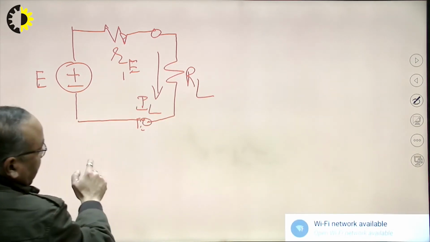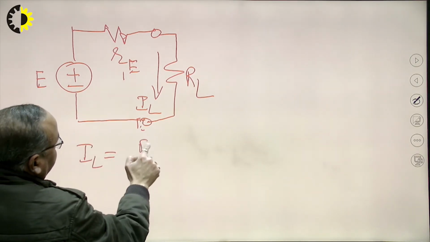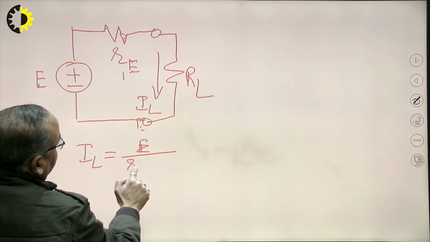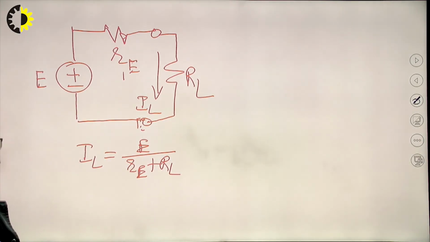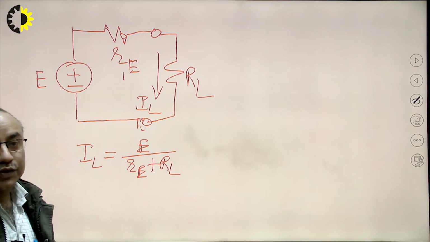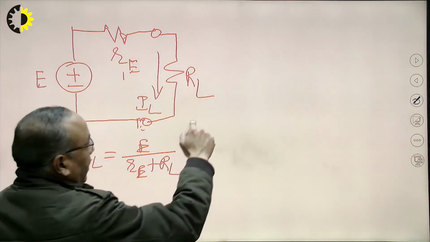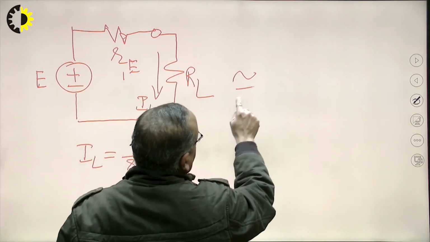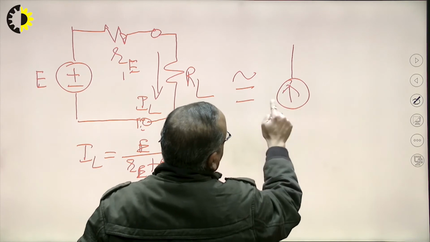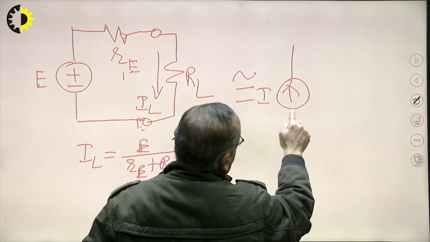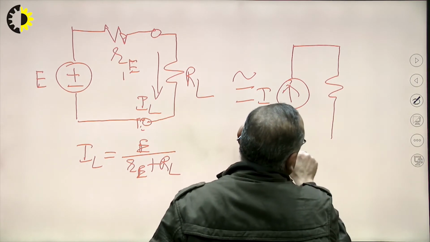So, I L will be written as E divided by R E plus R L. Now, we want to convert this voltage source into the equivalent current source. If we convert it, we can draw the equivalent current source, suppose having a current I, and internal resistance connected in parallel, suppose R I.